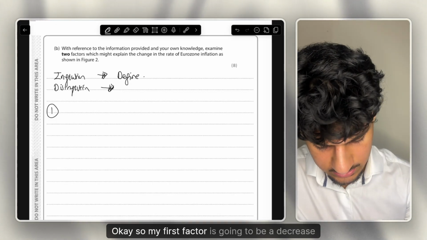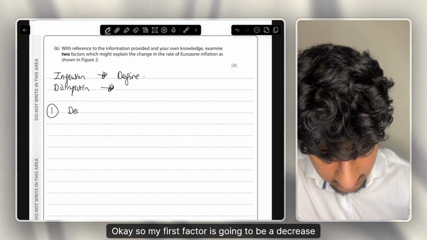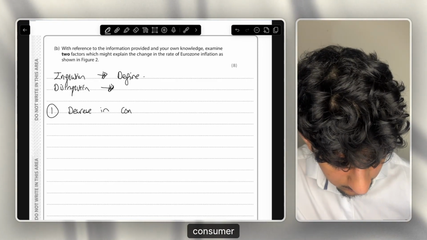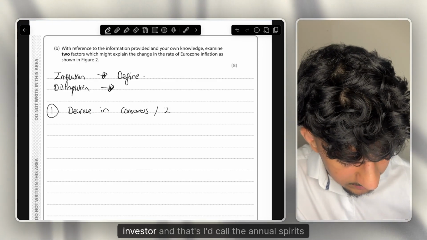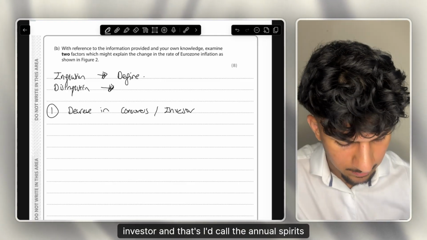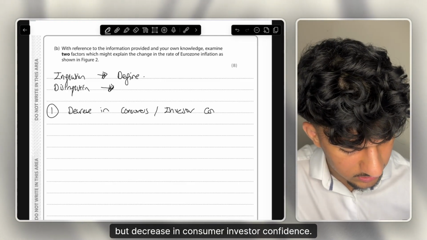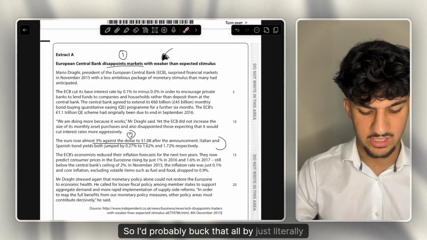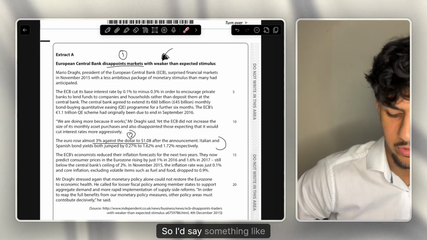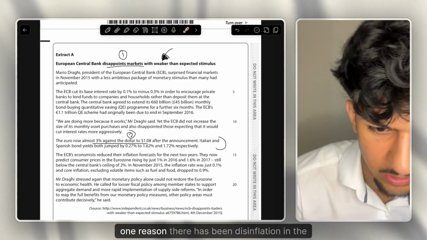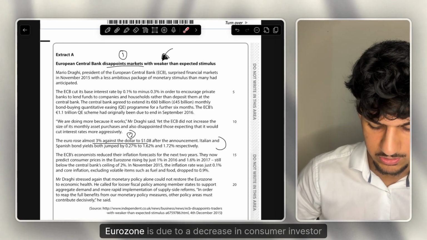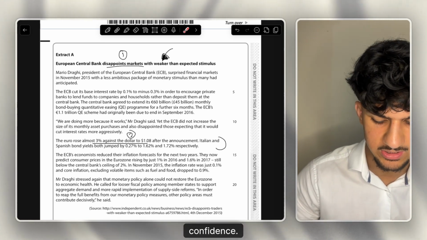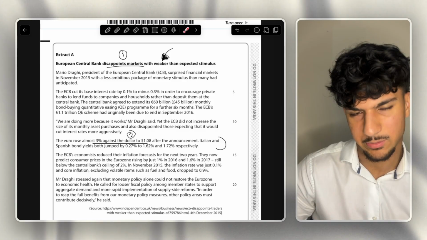Okay, so my first factor is going to be a decrease in consumer/investor confidence, and I'd call that animal spirits. So I'd probably back that up by just literally quoting the extract. So I'd say something like, one reason there has been disinflation in the Eurozone is due to a decrease in consumer and investor confidence. For example, just quote the extract.